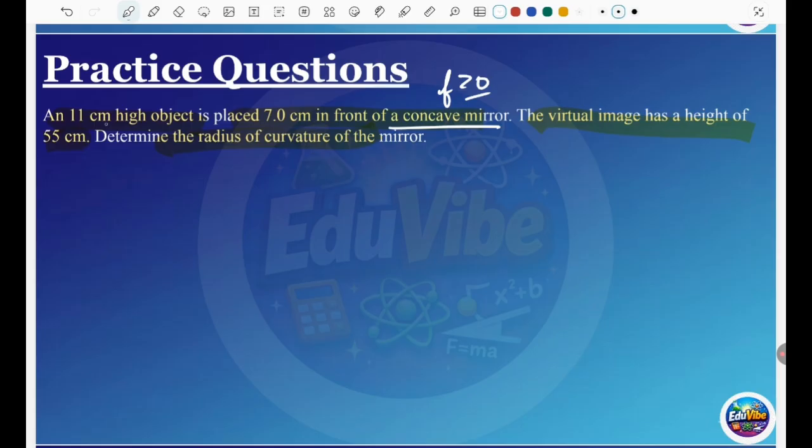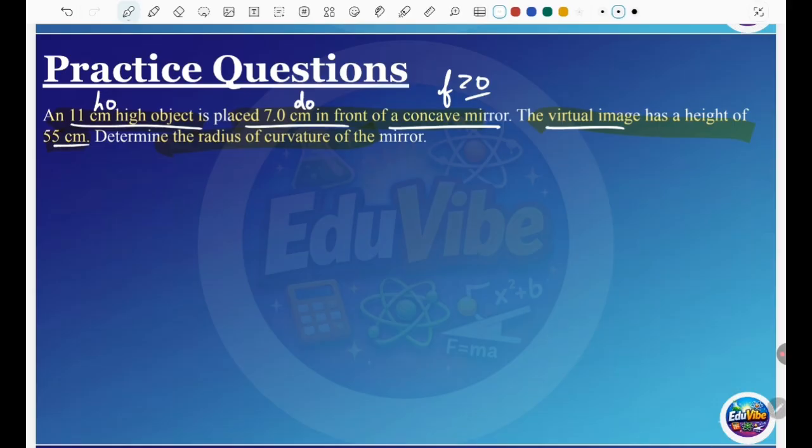Then they mentioned that you have an 11 centimeter high object, which is the height of the object. So HO is given to us, which is 11 centimeter, placed 7.0 centimeter in front of the concave mirror, which is your distance, DO. This also remains positive, and the virtual image you get, this is the special case of concave mirror where you get the virtual image, and that has the height of 55 centimeter.